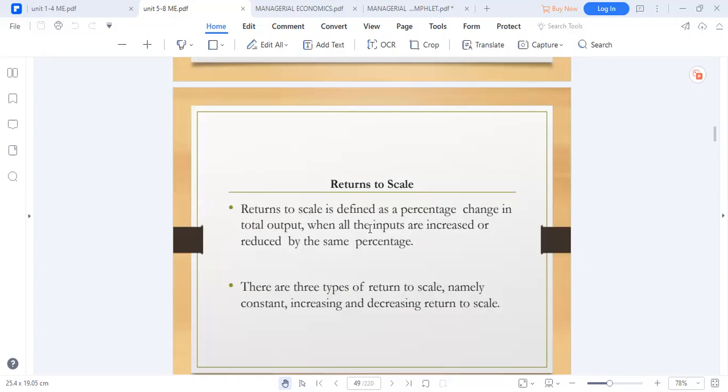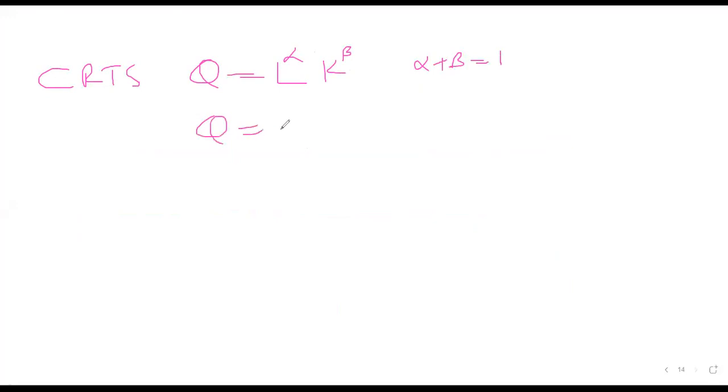So we call them the returns to scale. Now, returns to scale is simply defined as a percentage change in the total output when the inputs are increased or reduced by the same percentage. So when you're dealing with returns to scale, we have what we call the constant returns to scale. So if you have the units of labor and capital, alpha and beta, when we add these alpha and beta, it is equal to 1. For instance, we have 0.3 and here we have 0.7. So 0.3 plus 0.7, adding up to 1.